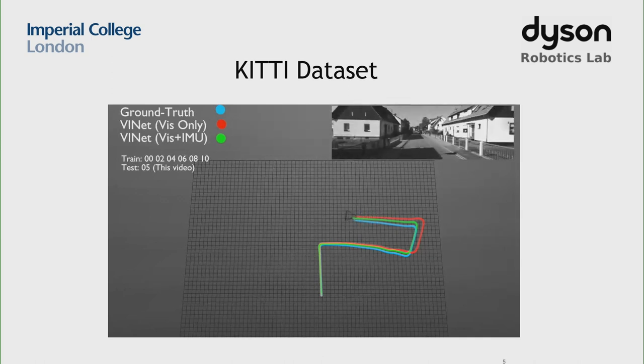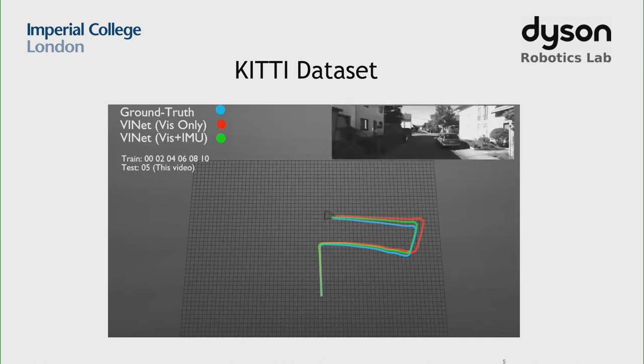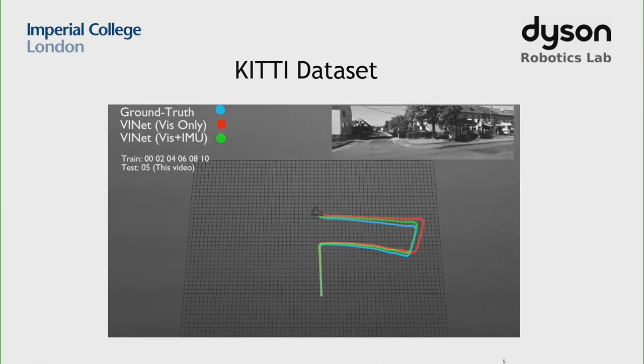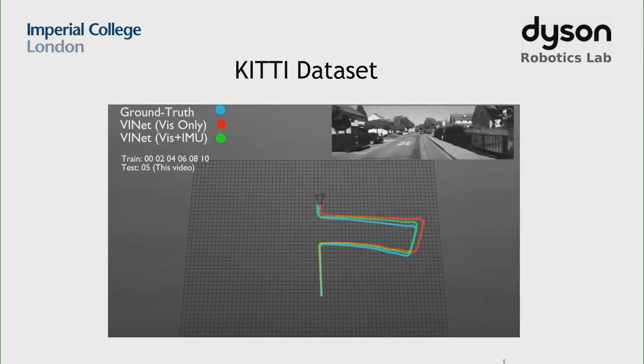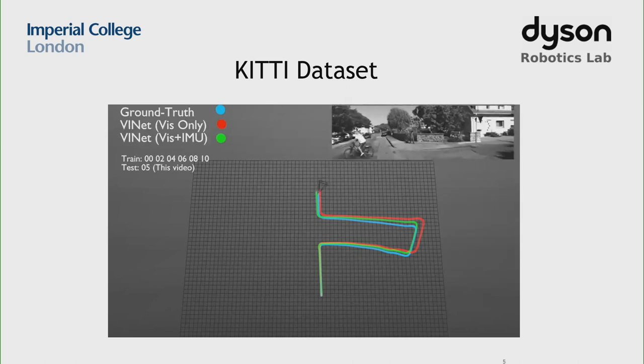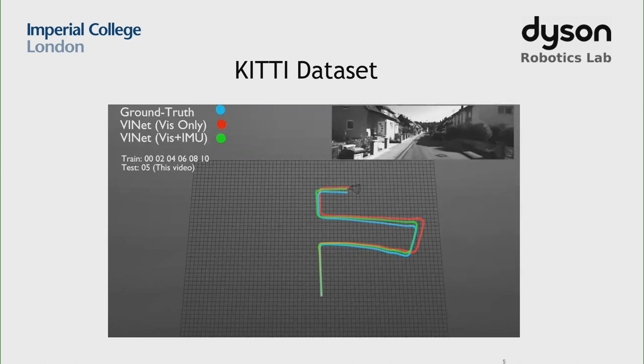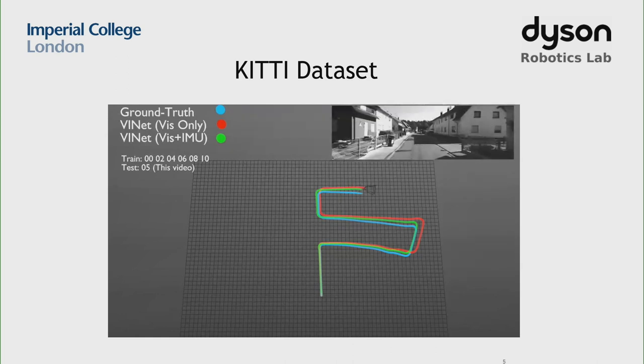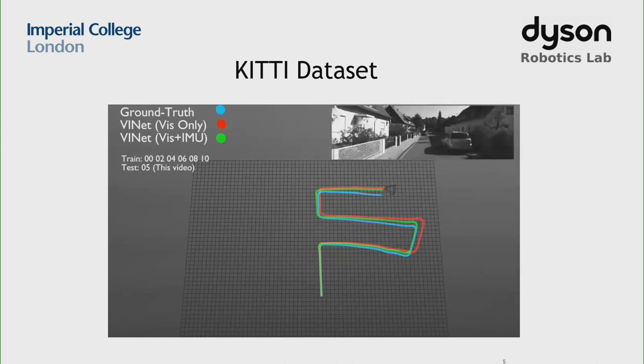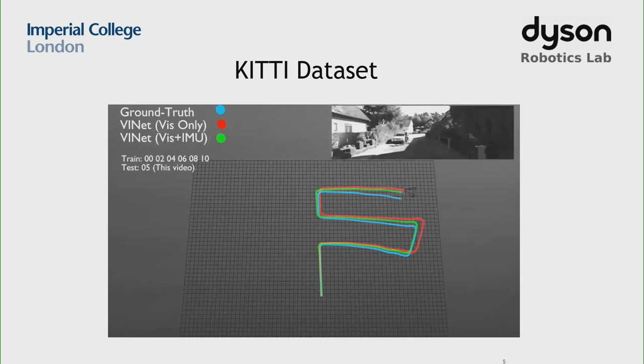And then the green one is the fusion of the inertial and the visual data. So you can see, obviously, the visual and inertial fusion performs the best, and it's actually pretty close to the ground truth estimate from GPS.